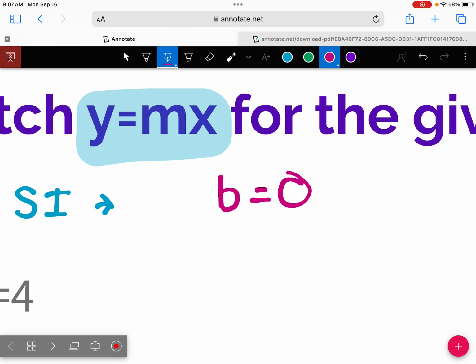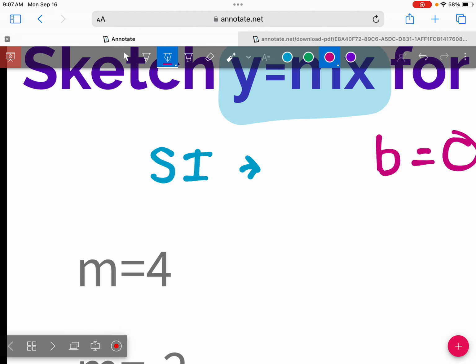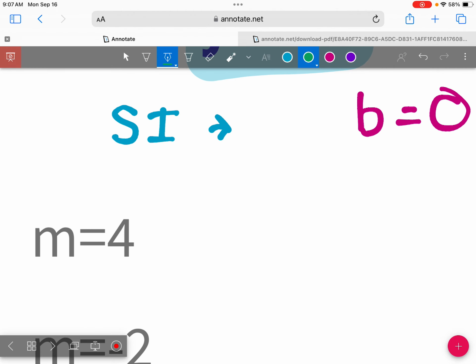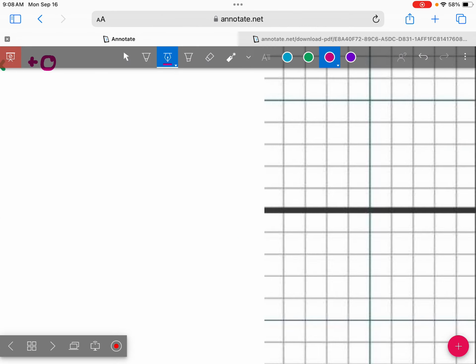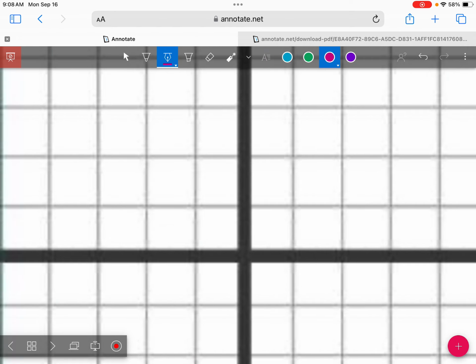So when they say m equals 4, what we're really graphing is the line y equals 4x plus 0, with 4 going in place of that m. When we're graphing this, where are we going to start? 0. That's my y-intercept. My y-intercept is at 0. How do I move with my slope of 4?